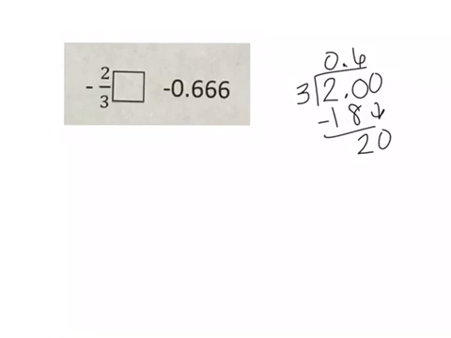I can already start to see that I'm going to have a pattern happening here. I'm getting 20, 20. If I subtract my 18, I'm going to end with a 2, bring down another 0, and get 20 again. So already, without doing any more work, I can see that this is going to be a repeating 6. If you didn't notice yet, that's okay. Keep going until you finally recognize, oh, there's a pattern happening. This is repeating. Okay, so now when I bring it back over here, I have negative 0.6 repeated compared to negative 0.666.